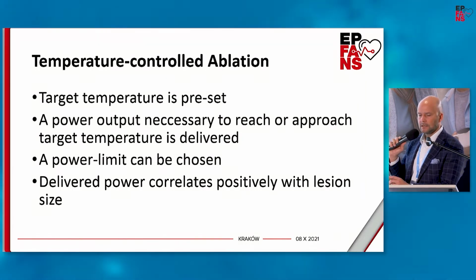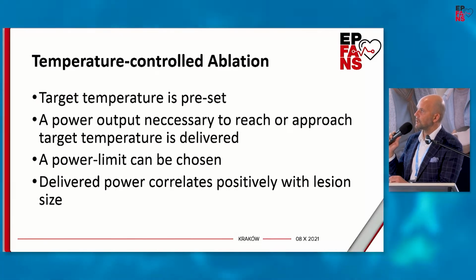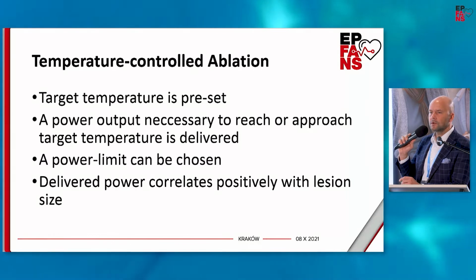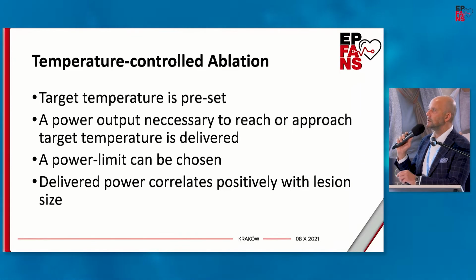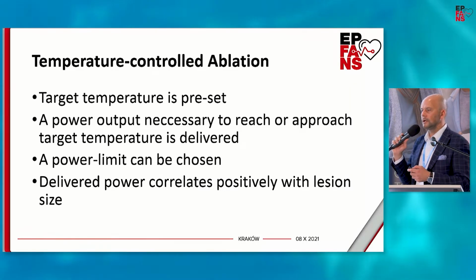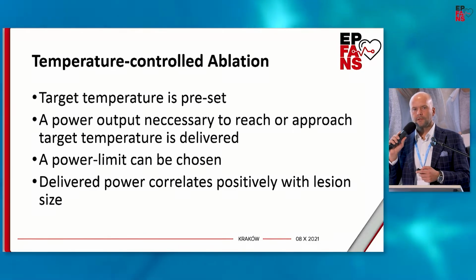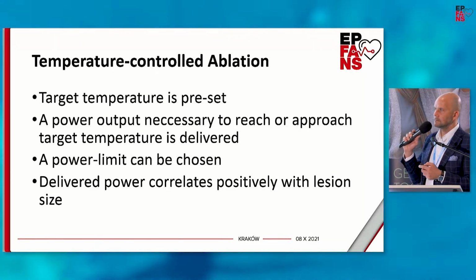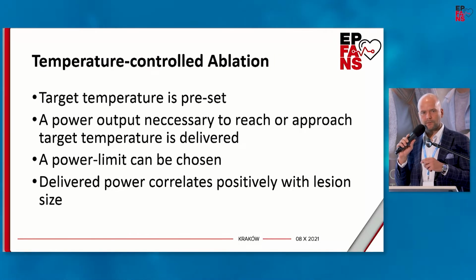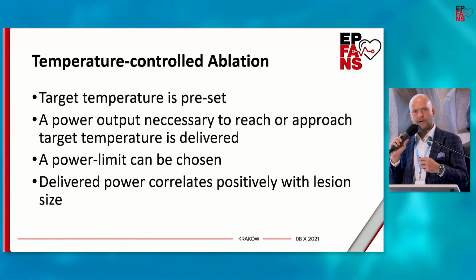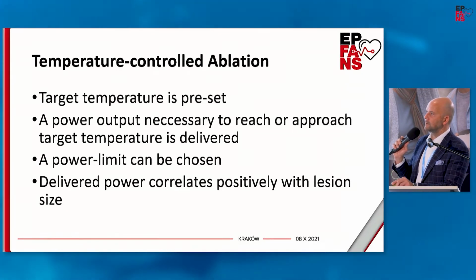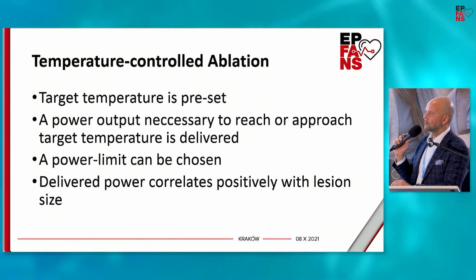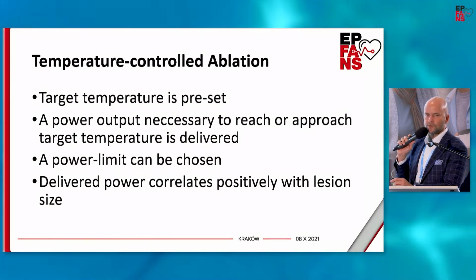The second ablation mode is temperature-controlled ablation. In this mode, the desired tip temperature is preset. In this ablation mode, we have more control over what we are doing, because the generator delivers as much power as is needed to obtain the proper tip, meaning tissue, temperature. The amount of power is regulated to maintain the temperature, but the safety limit is set to avoid a dangerous amount of power output in case the temperature is too low.